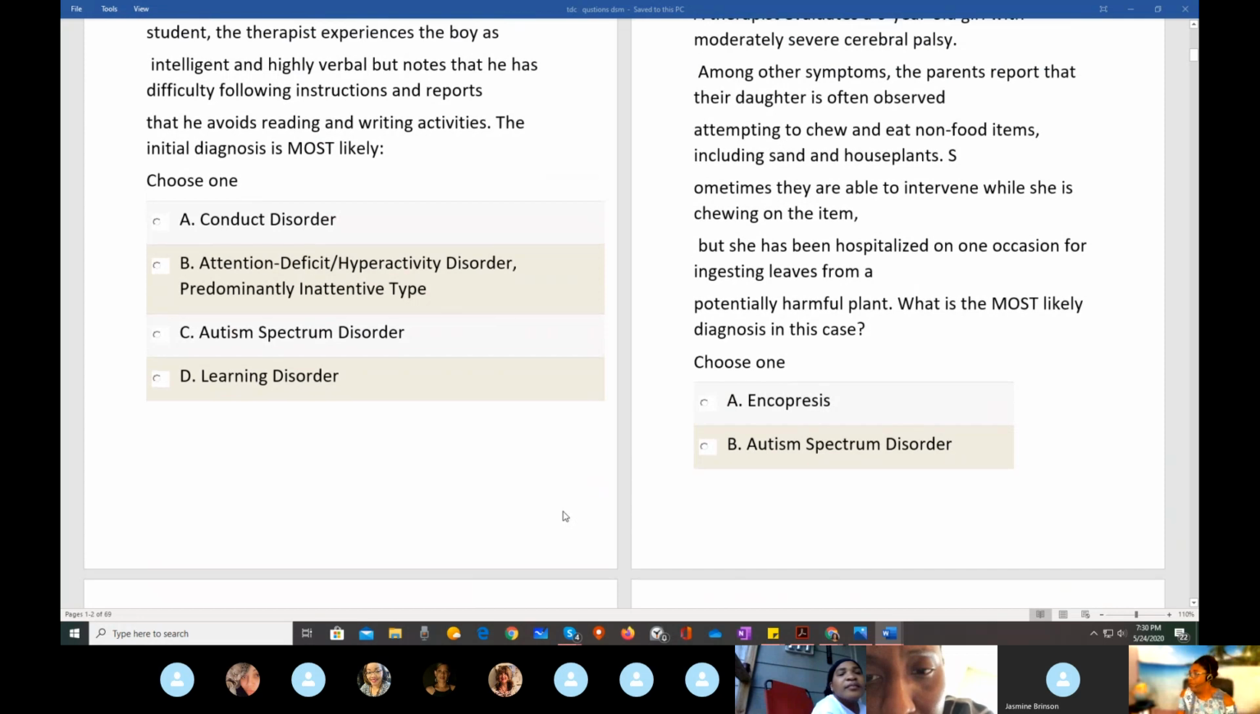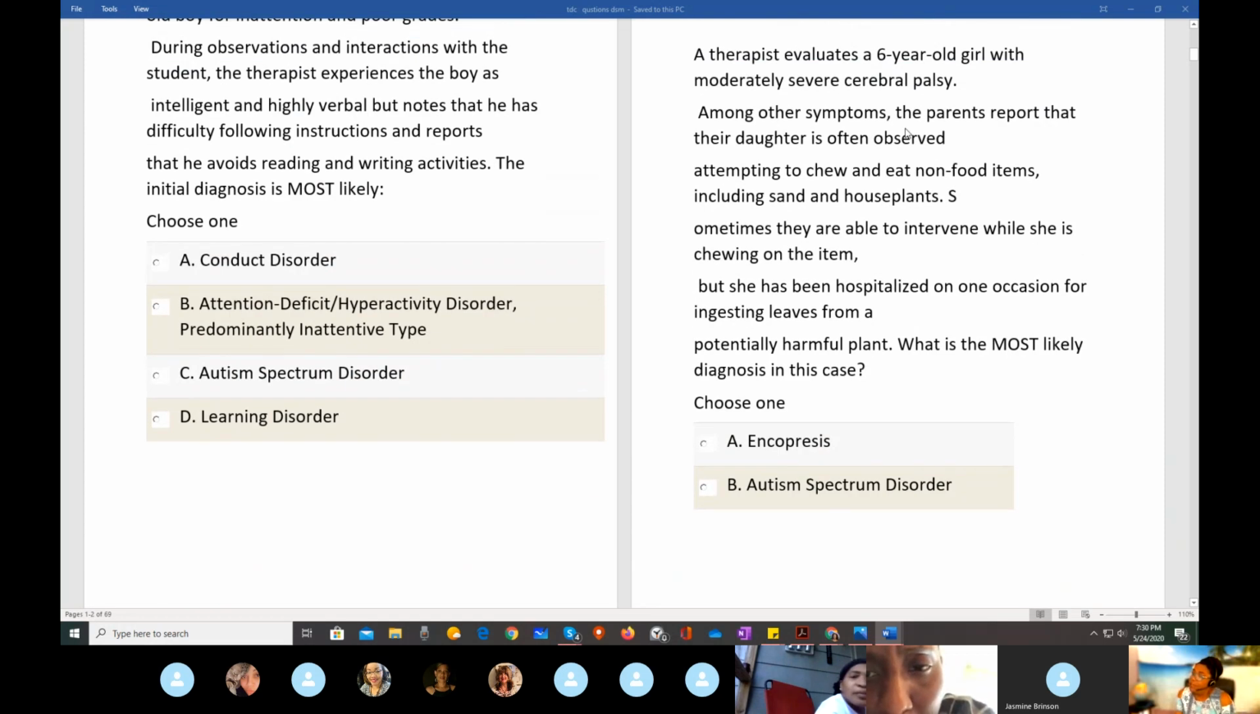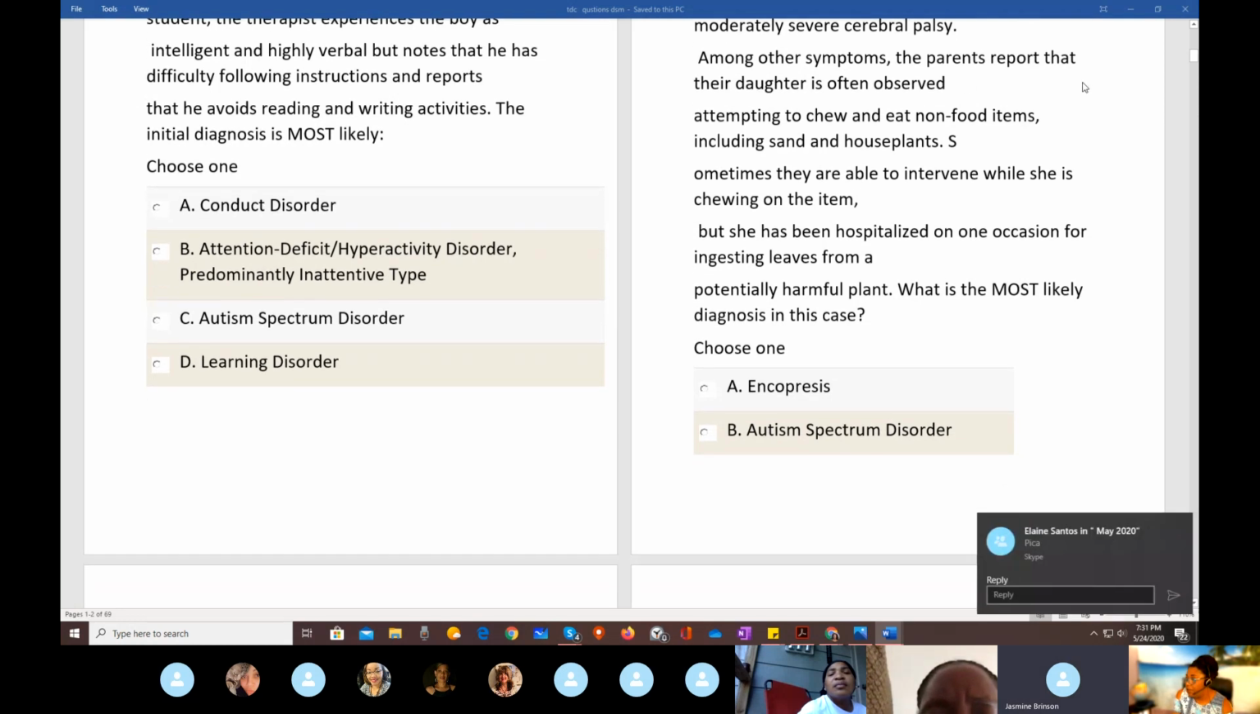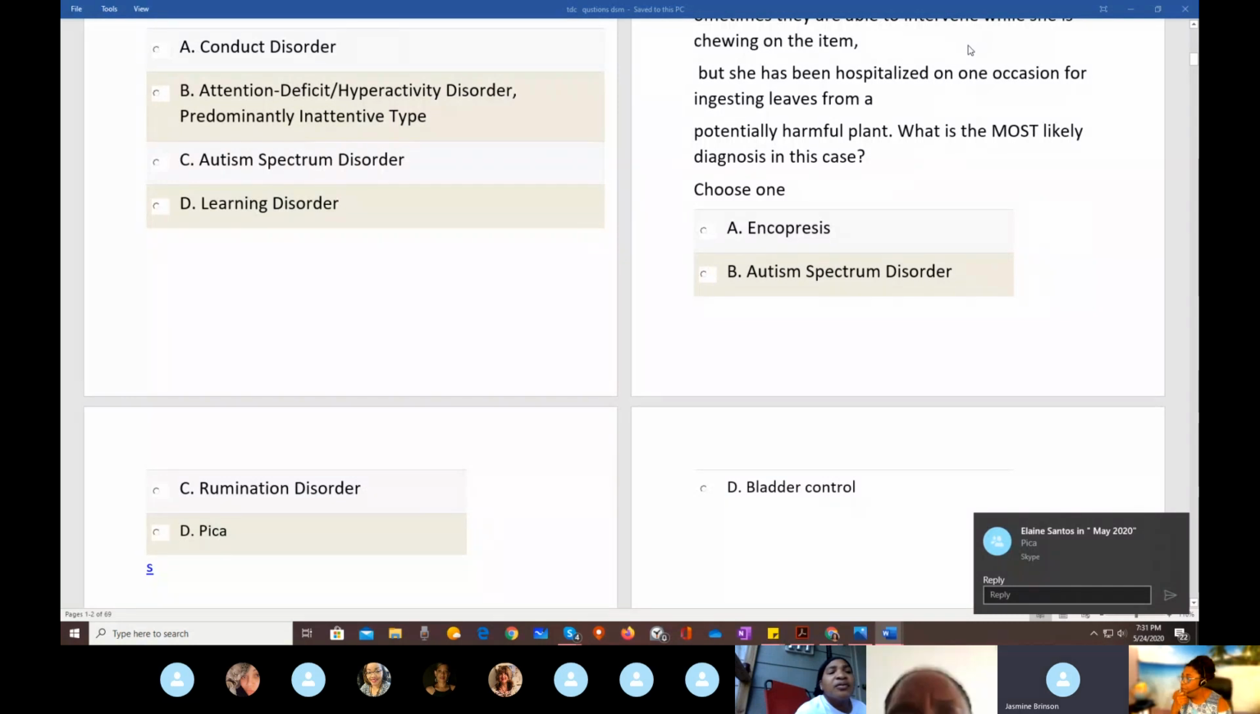Okay, so this one's on 2 pages. I'm sorry, guys. A therapist evaluates a 6-year-old girl with moderately severe cerebral palsy. Among other symptoms, the parent reports that the child is often observed attempting to chew and eat non-food items, including sand and houseplants. Sometimes we're able to intervene when she is chewing on the item, but she has been hospitalized on one occasion for ingesting leaves from a potentially harmful plant. What is most likely her diagnosis? Encopresis, autism spectrum disorder, rumination disorder, or pica. Yes, pica.